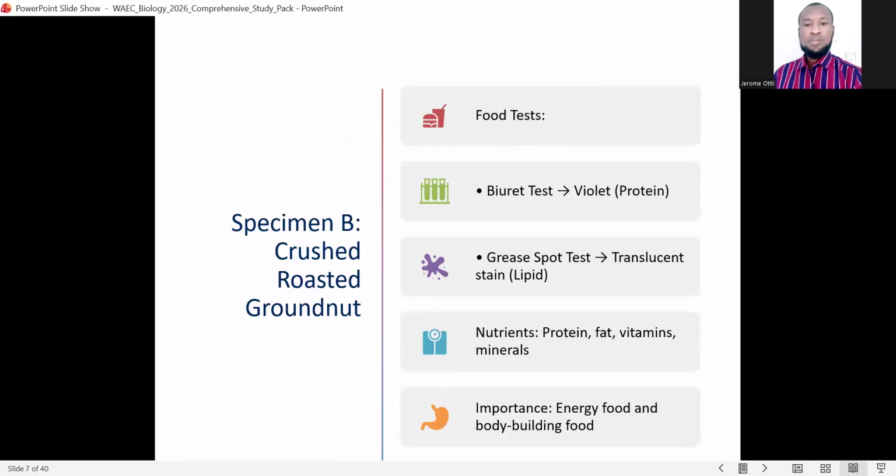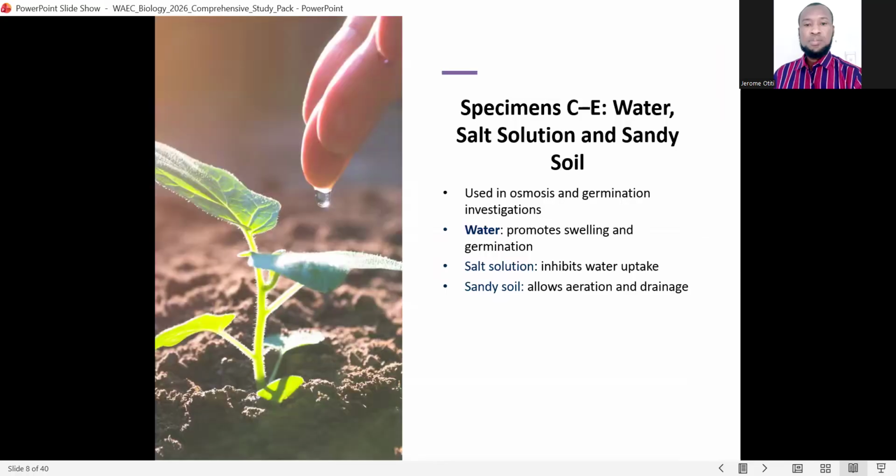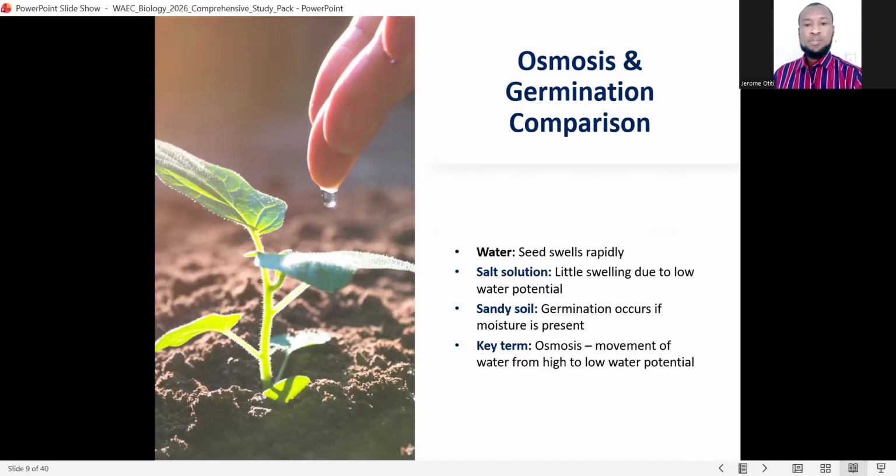Specimen B is talking about crushed, roasted groundnut. So you'll be able to know what they want to do with it. They have to do with food test. Specimens C and E are talking about water, salt solution, and sandy soil. What are they trying to do? It has to do with osmosis, with germination investigation. You have to read what each of them represents.